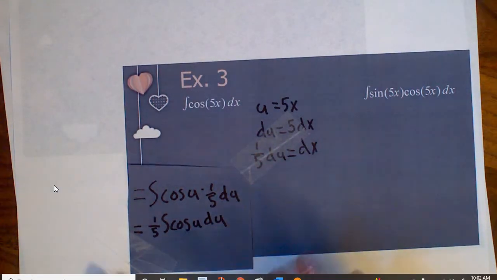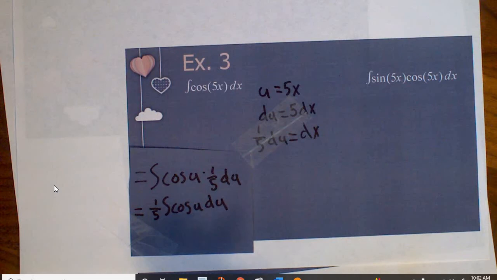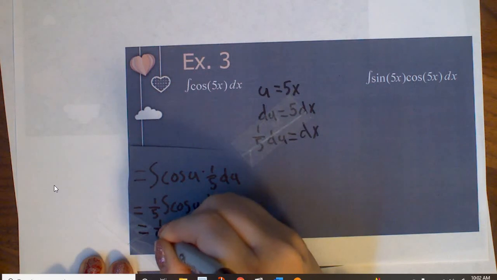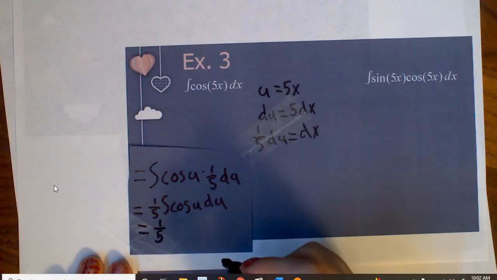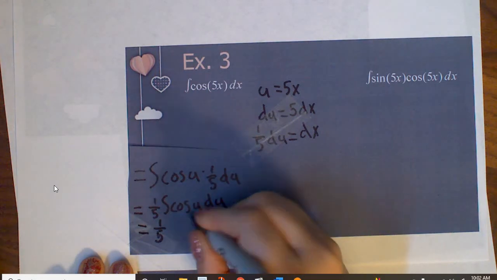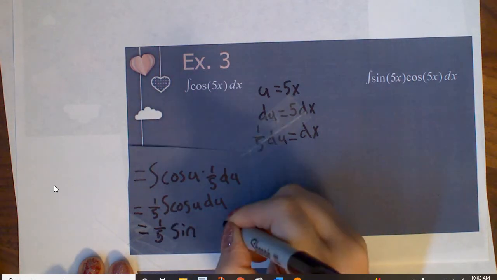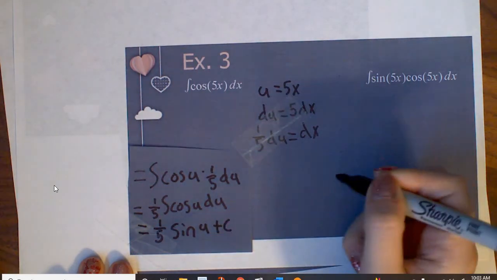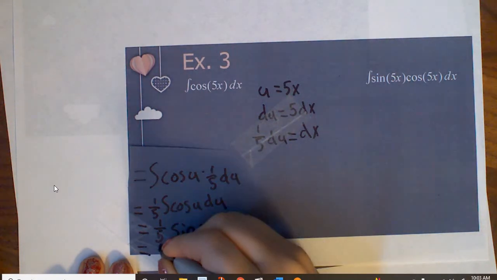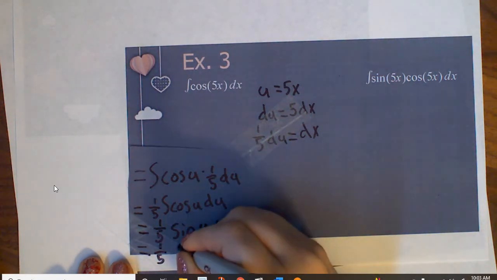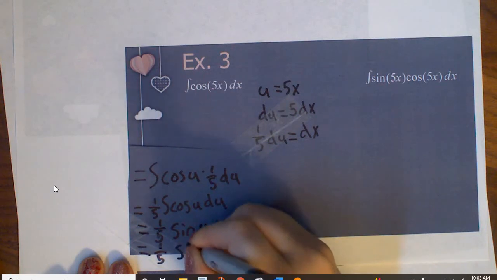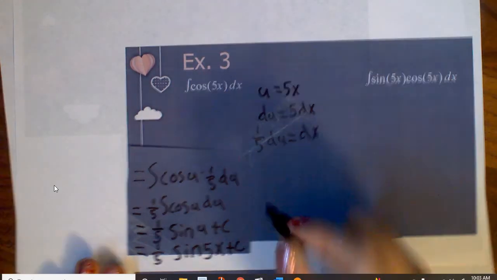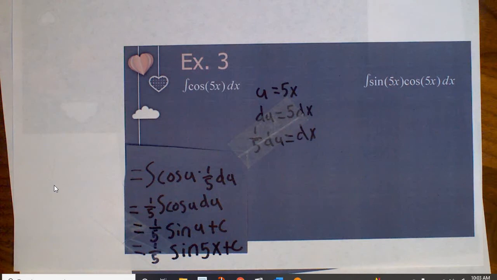Again, this time we can't use our power rule, but we do know the integral of cosine. So we would get 1/5 times our integral of cosine, which is going to be sine of u plus c. And then my last step, again, remember, is to substitute my 5x back in. So that would be my final answer.